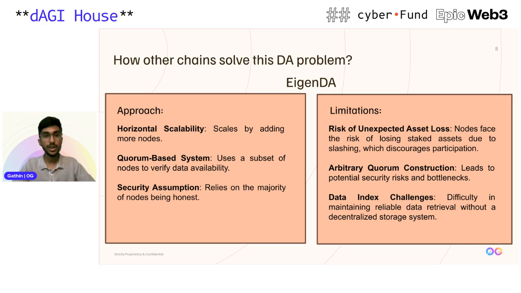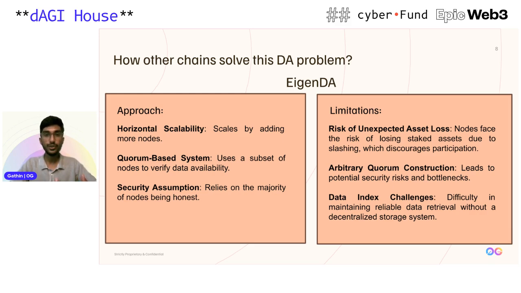Security assumption relies on the majority of nodes being honest. So here the security is assumed that most of the nodes are honest. That is the assumption and the approach that EigenLayer has. The limitations here: risk of unexpected asset loss.